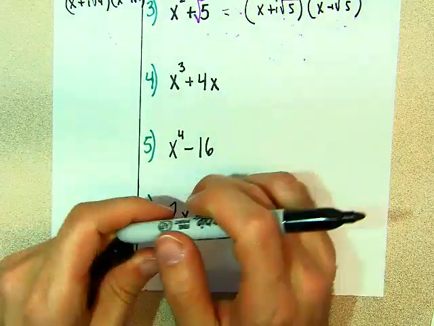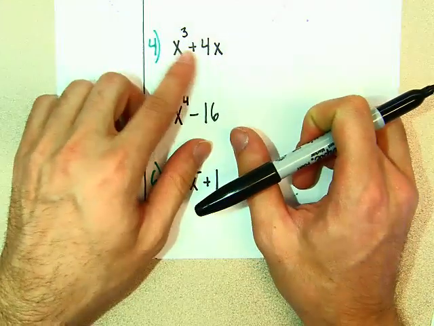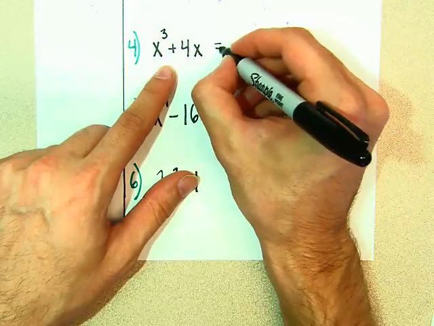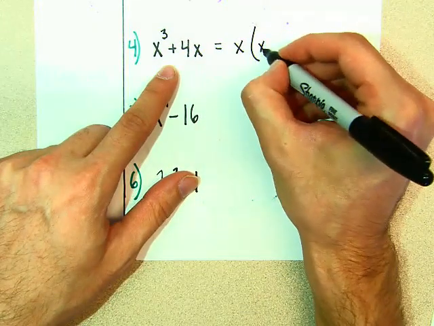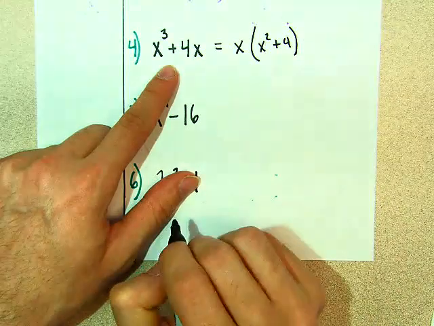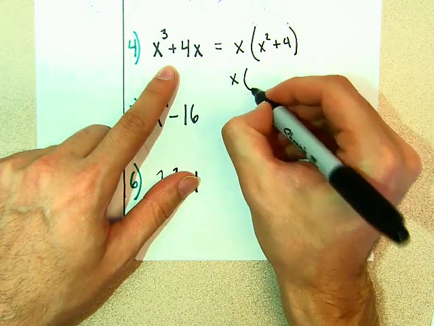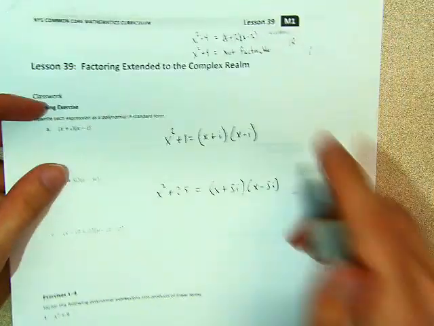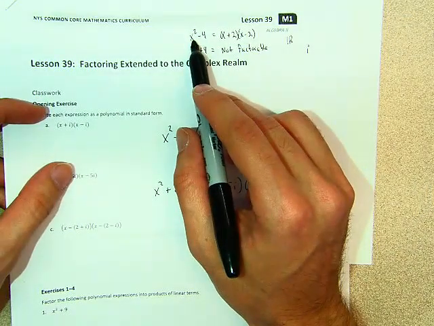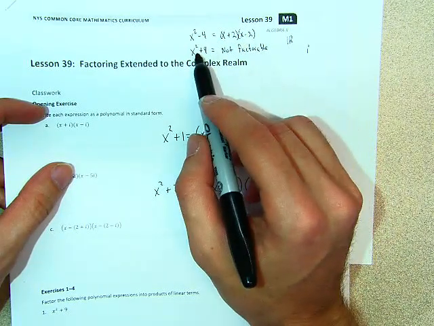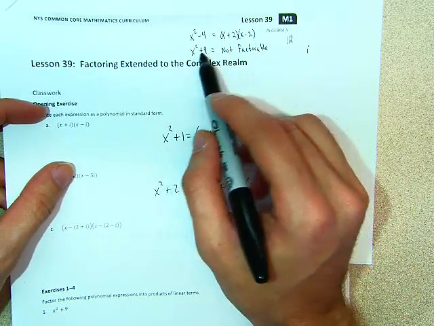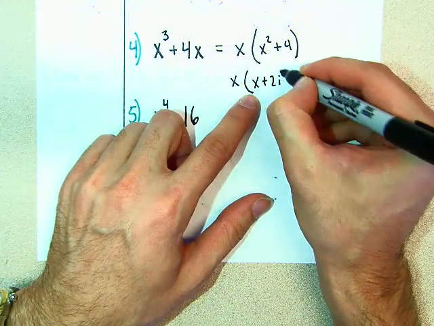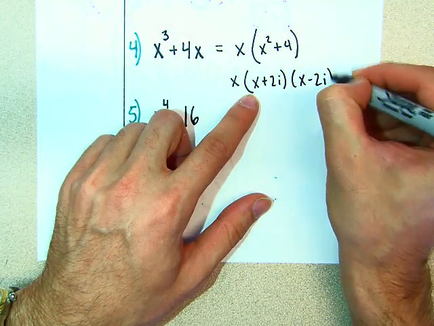Let's look at this one. This one is not in this format, right? But we can simplify it. This is equal to x times x squared plus 4. And now we can factor this. Don't you remember that was the original question we had, that if we had x squared minus 4, it's equal to x plus 2 times x minus 2. But x squared plus 4, we can factor in the complex realm, and this is equal to x plus 2i times x minus 2i.